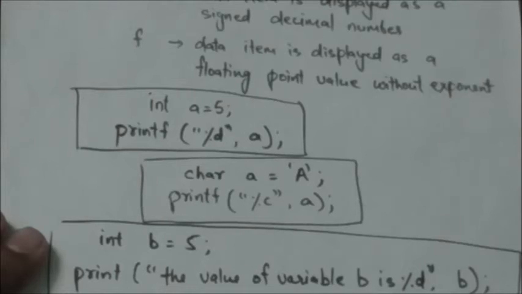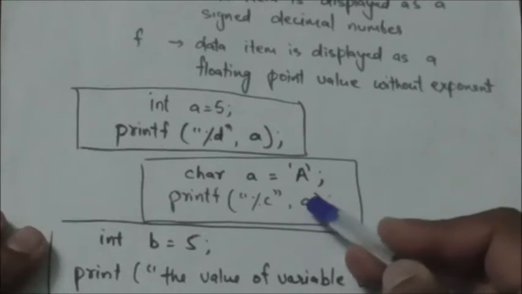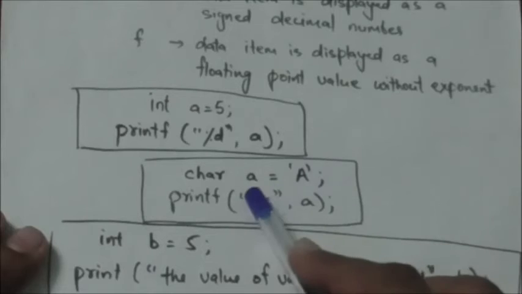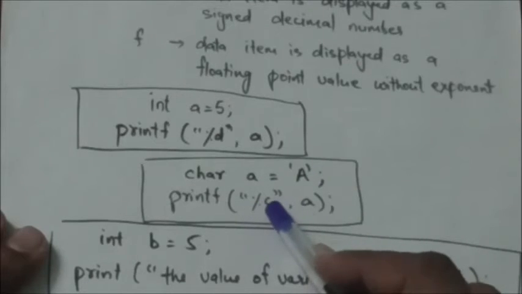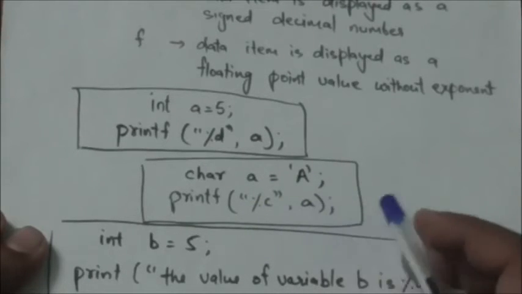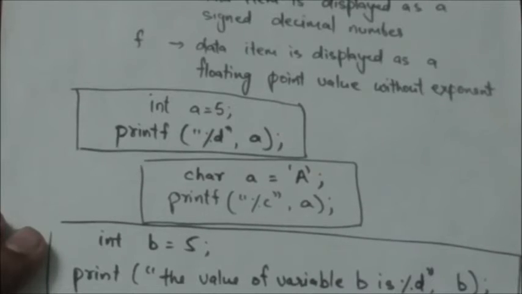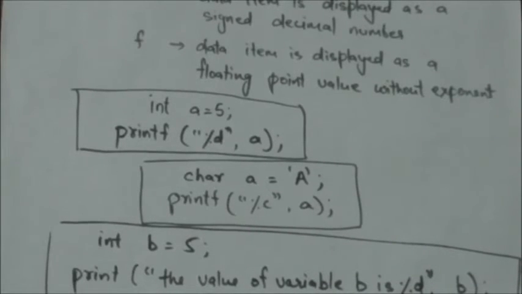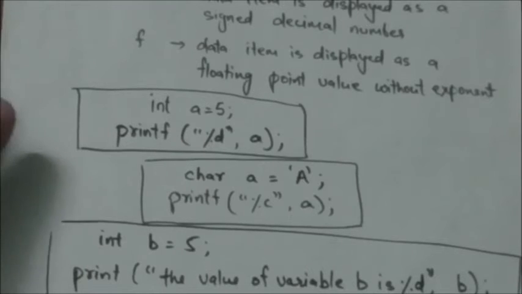So in this control string, whatever character group we write corresponding to the argument, the conversion character in that character group depends on the type of data item, that is, on the type of argument.